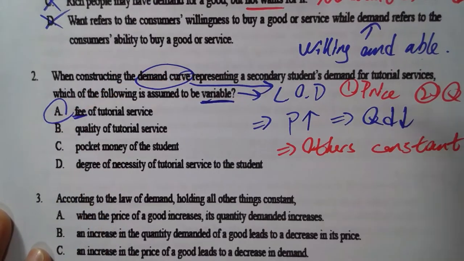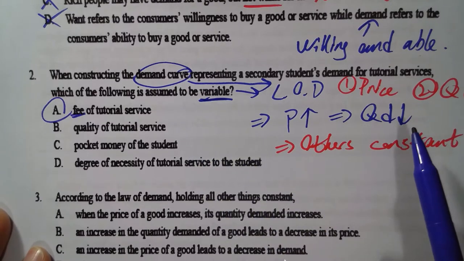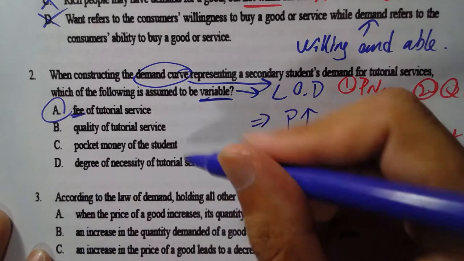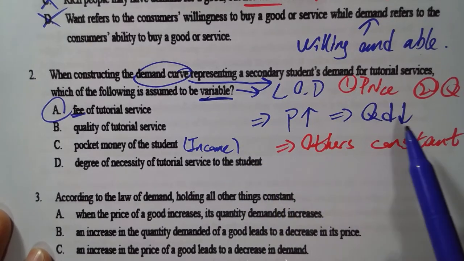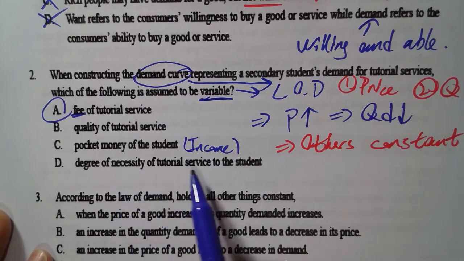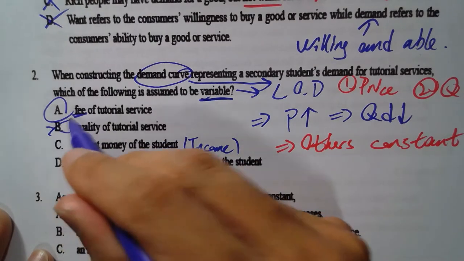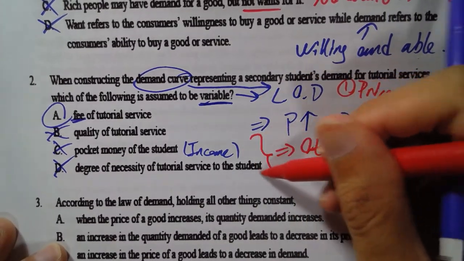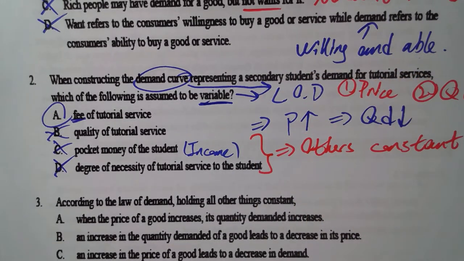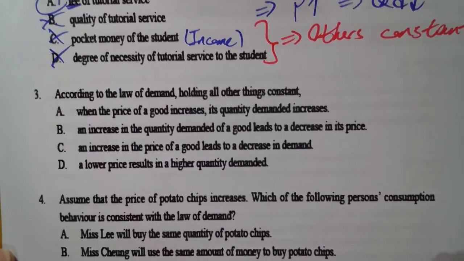Okay, so variable, like we said, fee. Okay, 嗱, quality 啦, quality 係咪 price 係咪 QD 啊? No, pocket money, basically income. Is it price? No. Is it quantity? No. Degree of necessity, is it price? No. Is it quantity? No. So all of this belongs to our other things being constant. 下面三個全部都是 other things 啊, okay 嘛? Alright, so moving on.